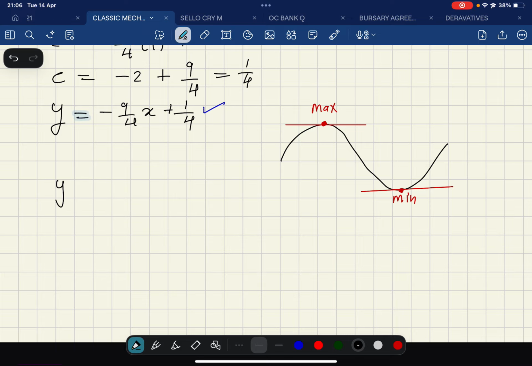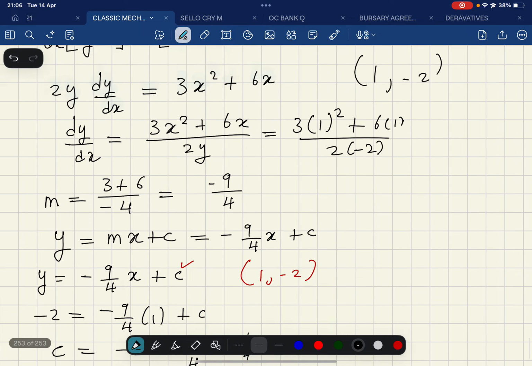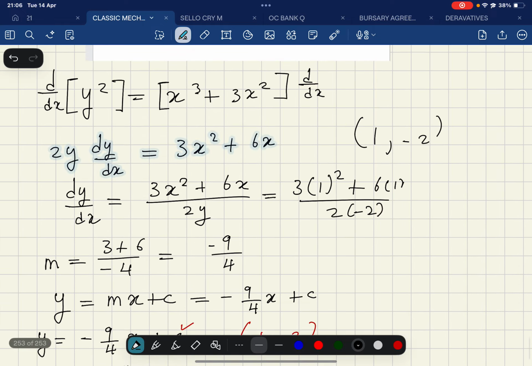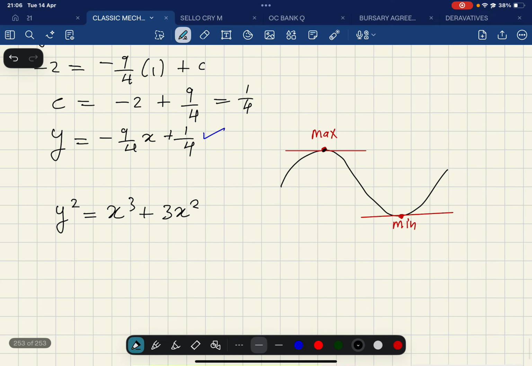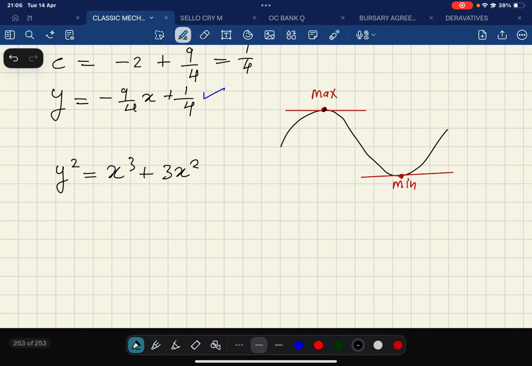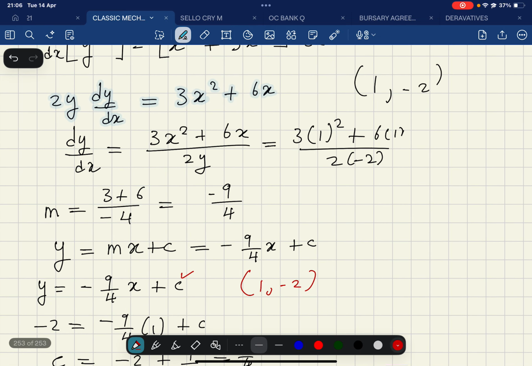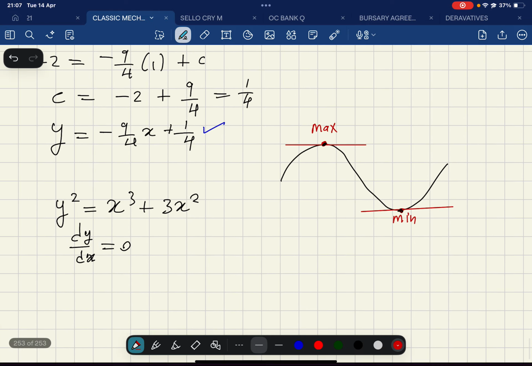And we're given the equation as y squared equal to what? Let me double check. x cubed plus 3x squared. So they are looking for the values of x and y, the points. From there, I know that at the maximum and minimum points, my gradient is equal to 0. Understand? So I will just take it from here, because I have already derived that.